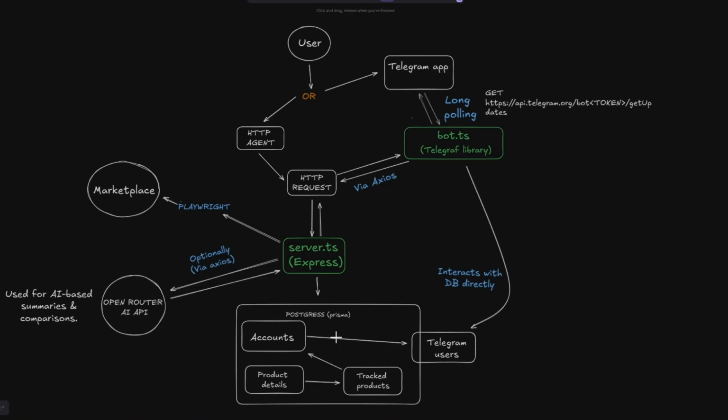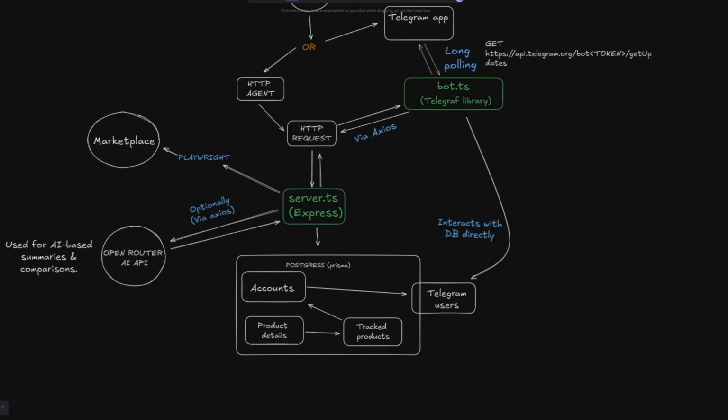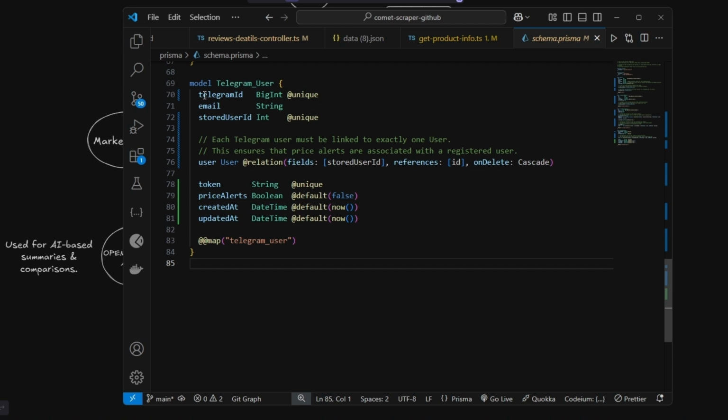So basically, if you're using the regular HTTP agent and you create an account, you're not going to create a Telegram user for you. You're just going to create your regular account. It is just for users that use the Telegram app that are going to be creating a Telegram user. The Telegram users in our database are going to contain a Telegram ID that is going to be unique to every chat that is created on Telegram.